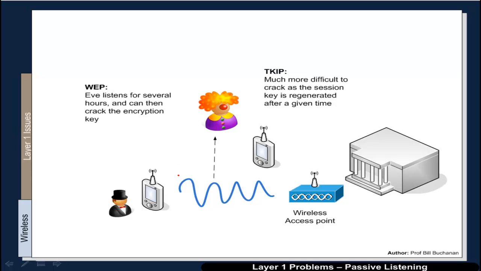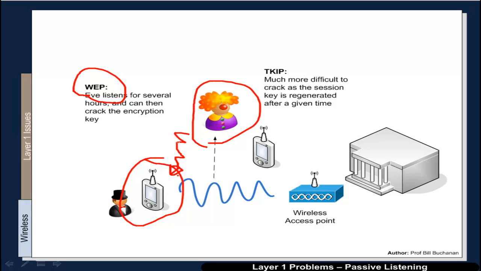Another problem that we have is that WEP encryption is typically fairly easy to crack, so that Eve can listen to a whole lot of traffic, and then after a certain amount of time she is able to find the encryption key. Once she finds the encryption key, then she can decrypt anything that's sent over the network. The new standard is now TKIP, which makes it much more difficult to crack. As we'll see, the basic weaknesses of WEP in a future part of this lecture.